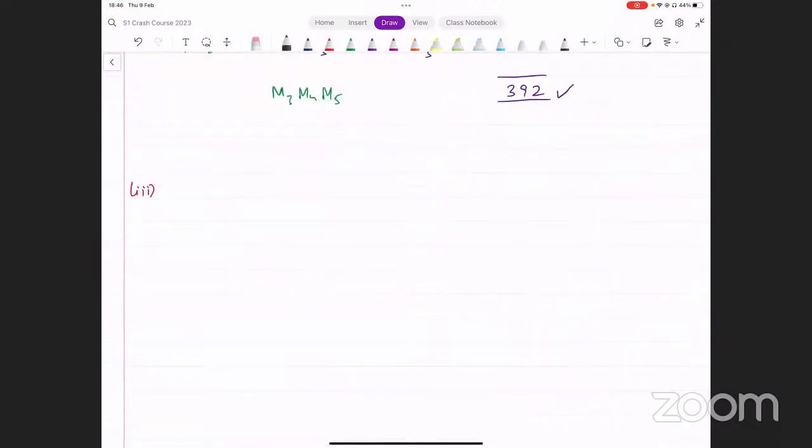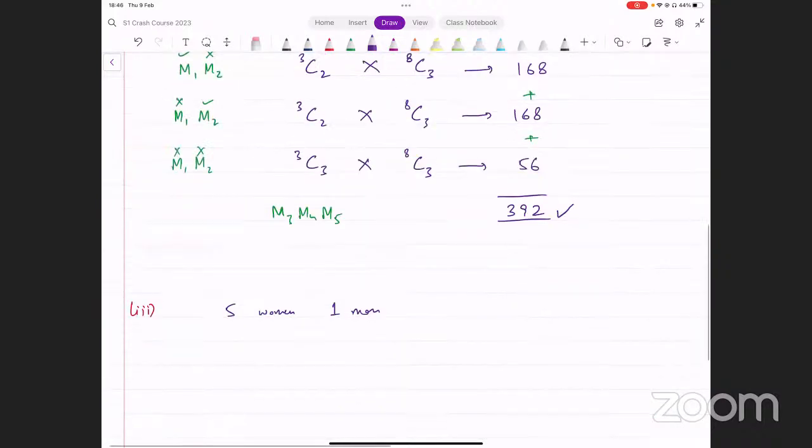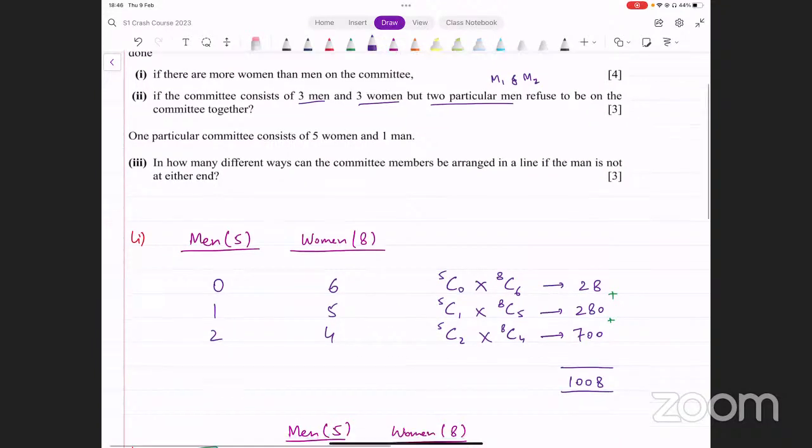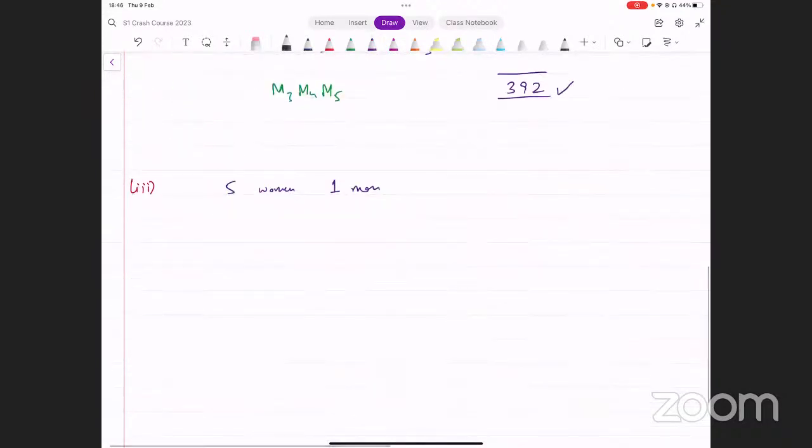All right, now let's think about this. There are 6 people. We have 5 women and 1 man. And now we have to arrange them, right? So this is permutation. This is arrangement. How do we think about this now? There's a condition that we have to meet, that the man cannot be at either of the 2 ends.